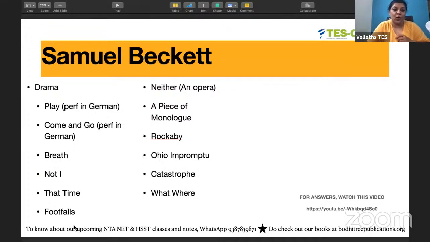Look, there is more. Play is the name of a play by Beckett. Did you know that? Originally performed in German. Some of the plays of Beckett were originally performed in German. Come and Go, originally performed in German. Then Breath. Not I. That Time, Footfalls. You have to remember some of these titles, they might ask. Will you remember, guys?